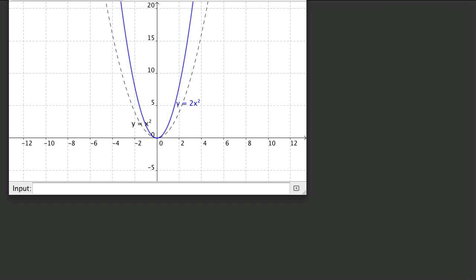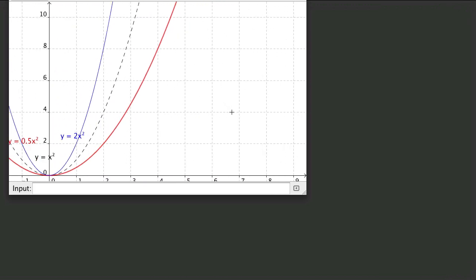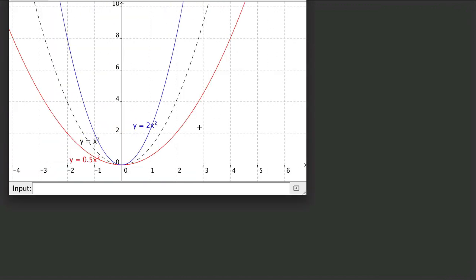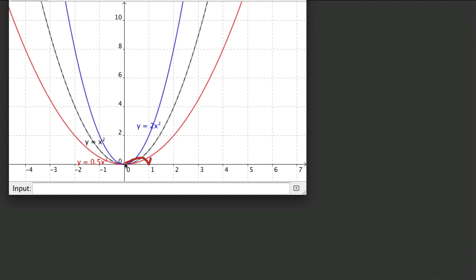If the coefficient in front of the variable is less than 1, say 1/2, that's going to cause the parabola to be wider. Going over 1 unit times 1/2 puts me at 0.5. Going over 2 units, 2 squared is 4, and 4 times 1/2 is 2. And going over 3 units, 3 squared is 9, 9 times 1/2 is 4.5.